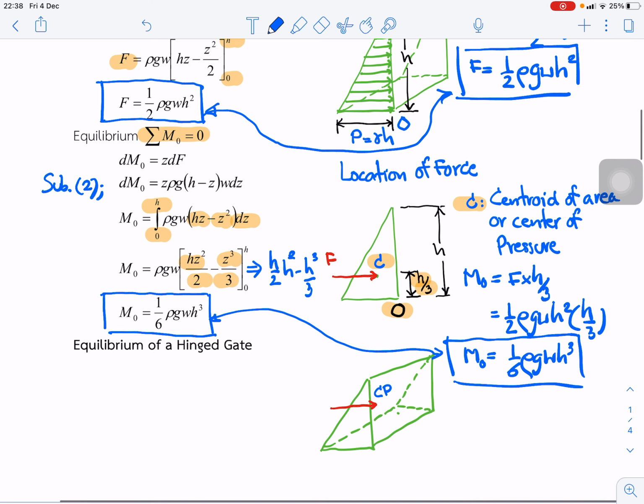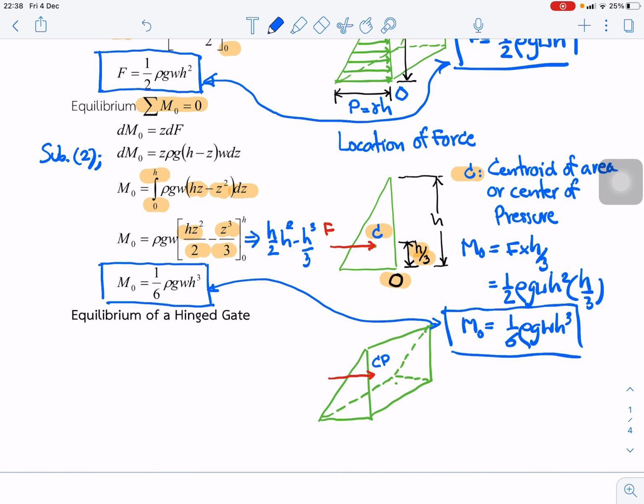So the acting force, in terms of the prism, acts at this point, which we call the center of pressure.